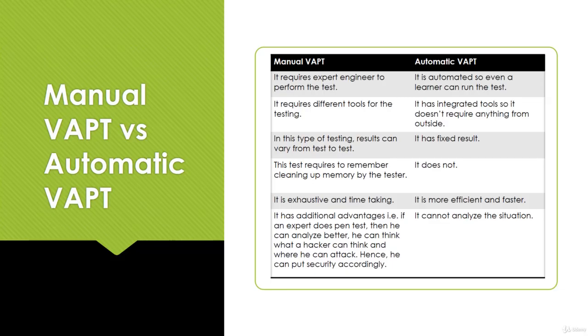Now let's talk about the basic difference between manual VAPT and automatic VAPT. In manual VAPT, we require an expert engineer to perform the test, but in automatic VAPT, it is automated, so even a learner can run the test. In manual, it requires different tools for testing, but in automatic, it has integrated tools, so it doesn't require anything from outside. Moreover, in manual, results can vary from test to test, but on the other hand, in automatic, results are fixed.